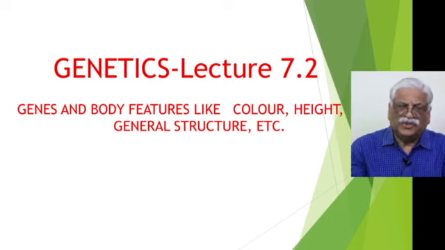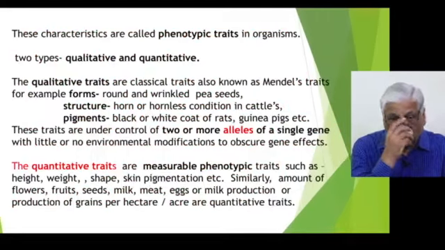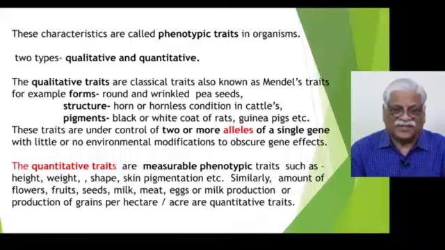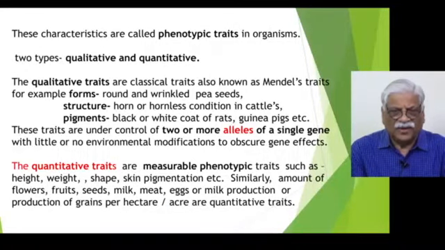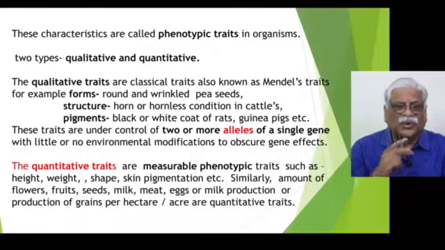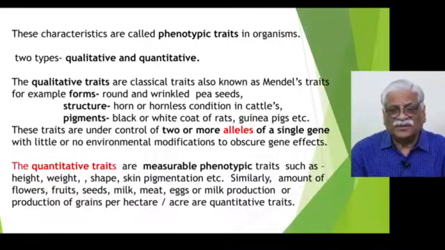So, basically the genotype is the genomic content of a particular species. Phenotype is basically the characteristic, the physical characteristics, and that is why they are known as phenotypic traits. Phenotypic traits are of two types. One is qualitative and another is quantitative.